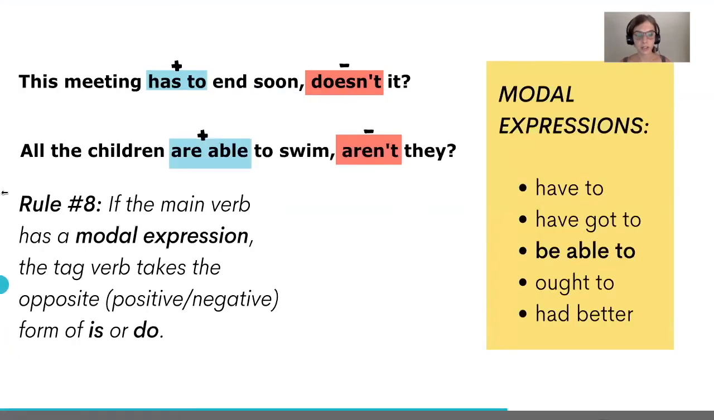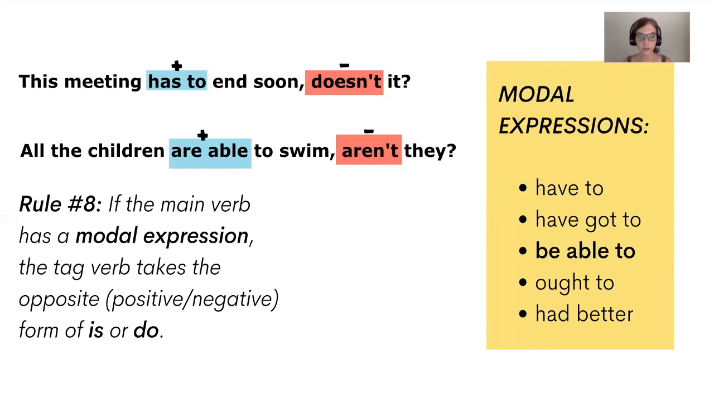A modal expression is something like have to, have got to, be able to, ought to, and had better. And the reason that be able to is in bold is because it's the only one that will take is on the other side. All the others will take do, don't, etc. So the first one, the meeting has to end soon. Because it has to, we use doesn't it? But in the second, all the children are able to, that's the one in bold, so we need to use is here.